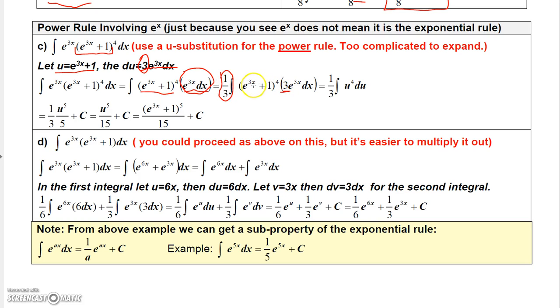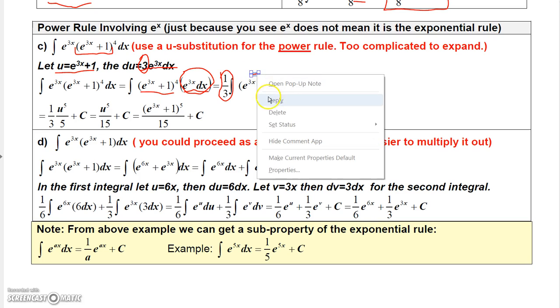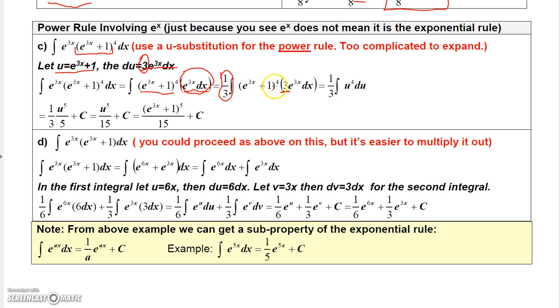So now this right here, this first factor, e to the 3x plus 1, is u. So I have u to the fourth, and then this right here is now du. So I actually have 1/3 times the integral of u to the fourth du. And that can be solved using the power rule, because when you integrate u to the fourth du, you get u to the fifth over 5. So I get u to the fifth over 5 times 1/3, which is u to the fifth over 15.